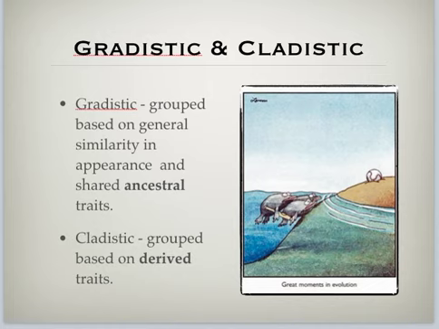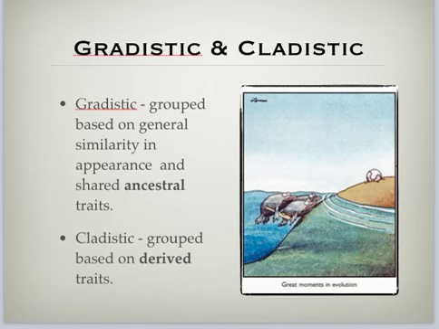Gradistic classification, as you can see here, are organisms that are grouped together based on the similarity of appearance and shared ancestral traits. Cladistic are organisms that are grouped together based on derived traits. Now, there are a couple ways of looking at this. One is the way I just explained to you. Another way is saying cladistic is grouping organisms together based on evolutionary traits, evolved traits.